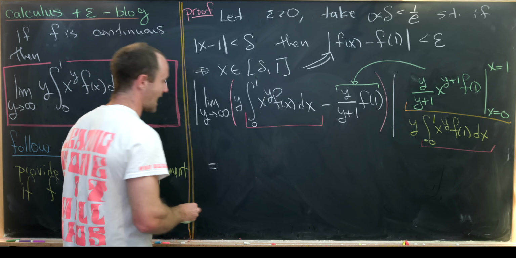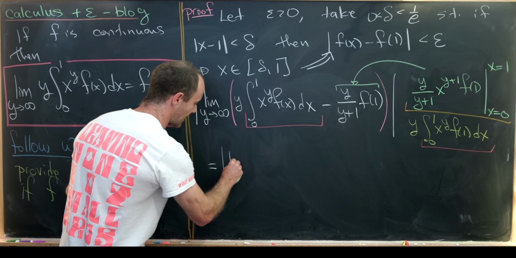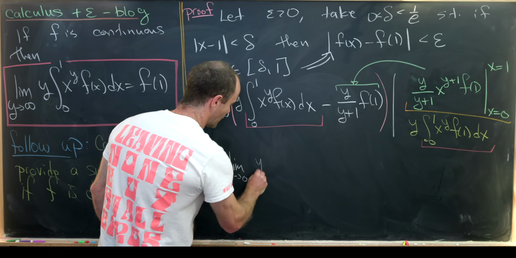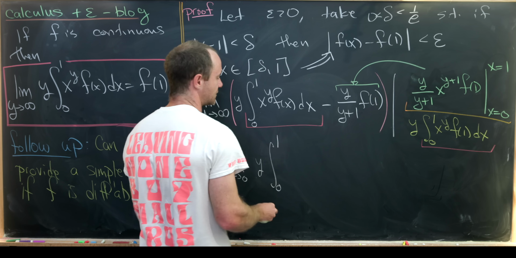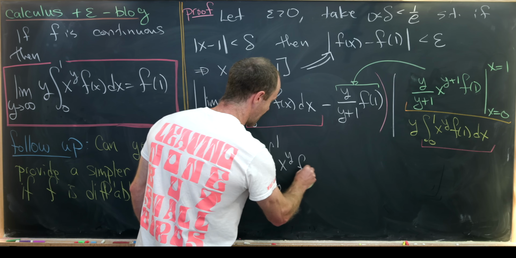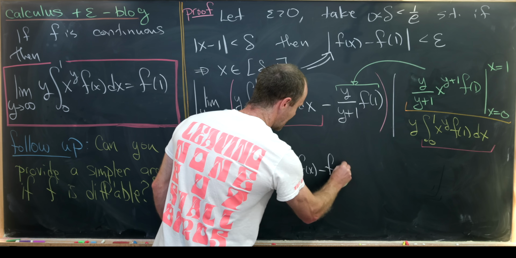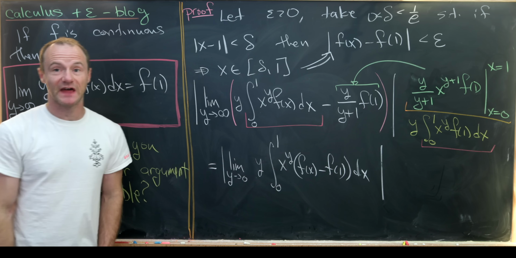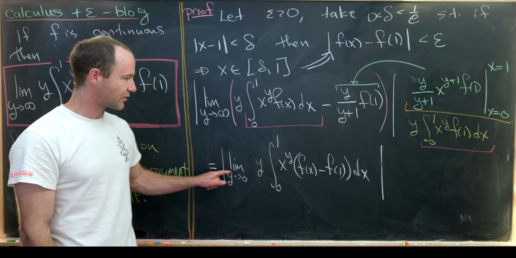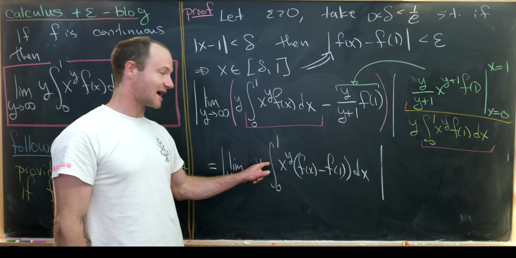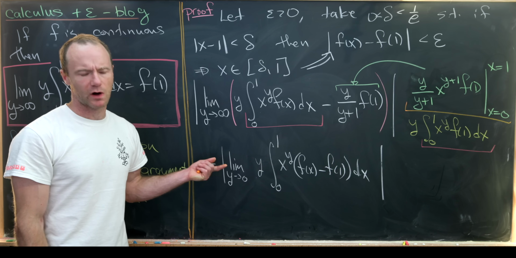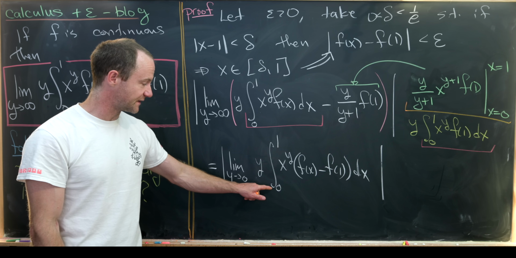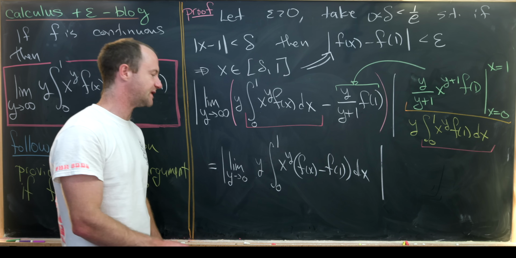So in fact, what we have is the absolute value of the limit as y goes to 0 of y times the integral from 0 to 1 of x to the y, and then f of x minus f of 1 dx. Okay, so that's where we are. And now from here, I'm going to bring these absolute values inside the integral using an inequality. It's essentially the triangle inequality for integrals. And I'm also going to split this integral from 0 to 1 into pieces.